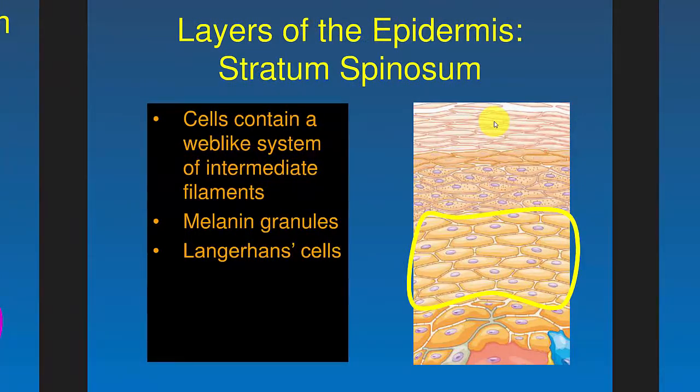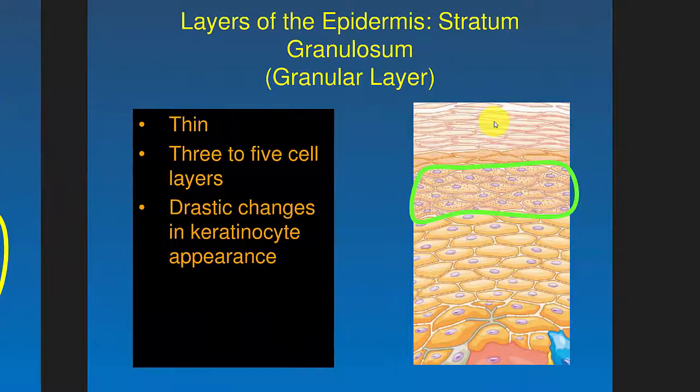Next layer up, stratum spinosum, or spiny layer. It has these cells that are really kind of spiny, and that's why it's called the spinosum. Melanin granules are here, and this is where the Langerhans cells hang out too. Granulosum, or granular layer. So here the cells are starting to dry out, and they're starting to look kind of punctate, or they have little granules in them. So thin, 3 to 5 layers. They're really starting to dry out, so there's a drastic change here.